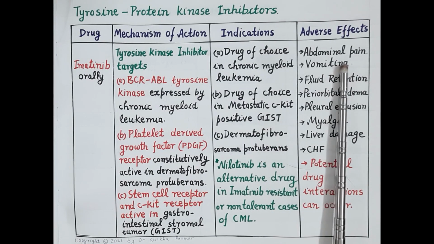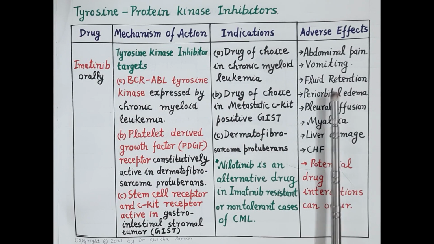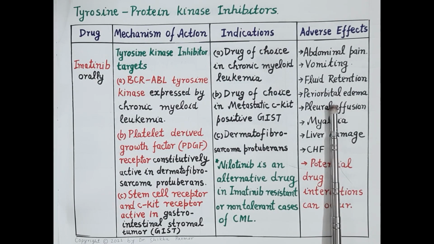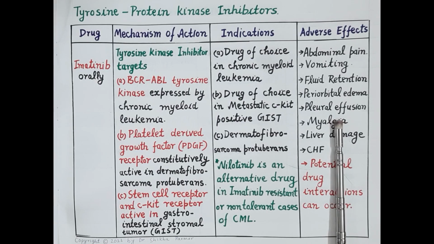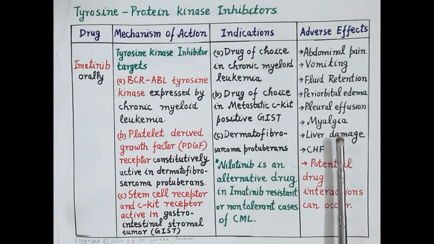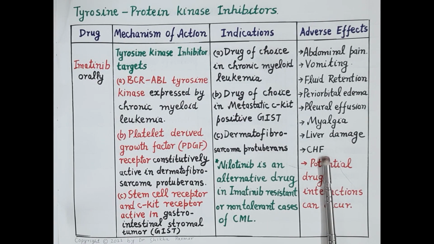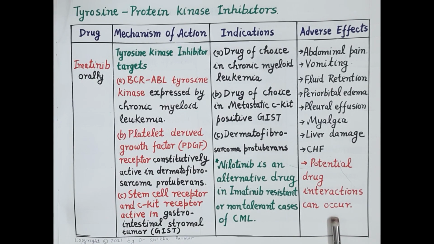Now, adverse effects of imatinib are abdominal pain, vomiting, fluid retention, which can also cause periorbital edema, that is the accumulation of fluid around the eyes causing puffy eyes, then pleural effusion, that is accumulation of fluid around the lungs, myalgia, that is muscle pain, liver damage, and congestive heart failure. Now, imatinib is well absorbed orally and it is metabolized in the liver by the cytochrome P3A4 enzyme. Drugs that inhibit or induce the cytochrome P3A4 enzyme produce potential drug interactions with imatinib. So, this is the pharmacology of imatinib.